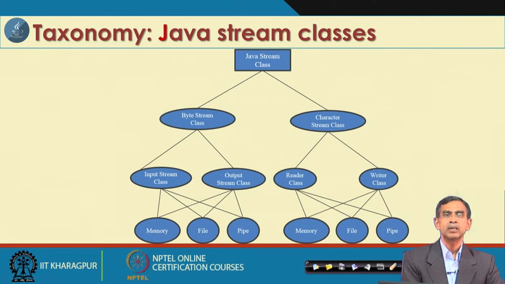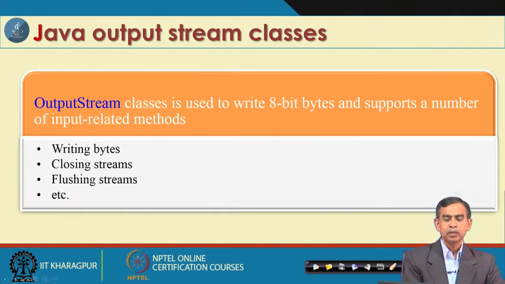This means that it will write something in the form of bytes, and this class can output data into memory, it can output data into a file, it can output data into a network channel. So, it is the same as input stream, but the only thing is that input is taking and output is pushing. So, output stream classes are therefore used to write 8-bit bytes, and like input stream classes, they also support a number of methods. For example, writing bytes into an output destination, closing the stream, flushing the stream, etc.